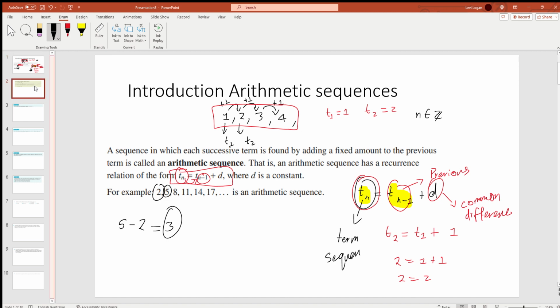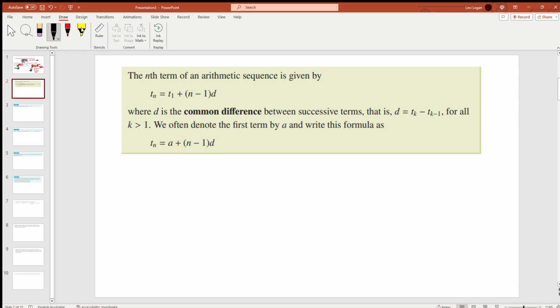Right, let's move on to this page here. This is the general formula for an arithmetic sequence.